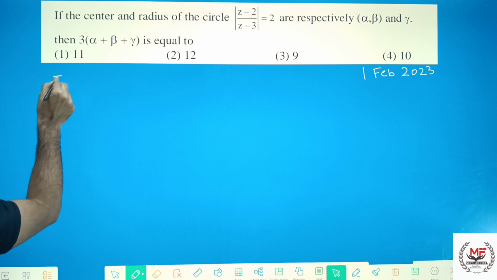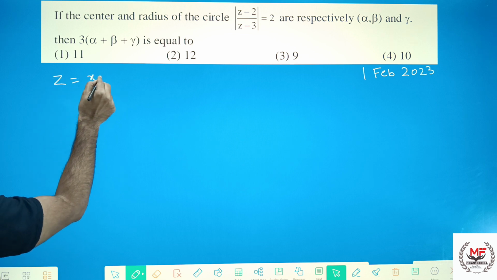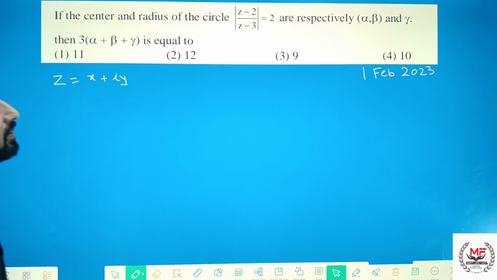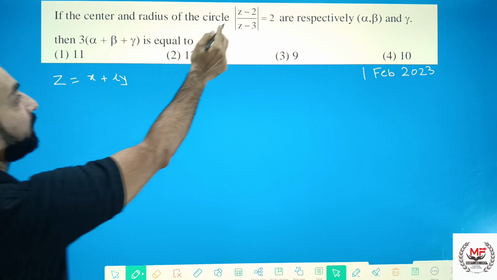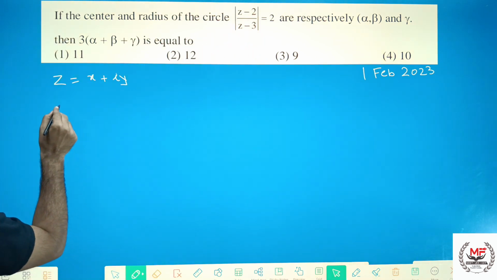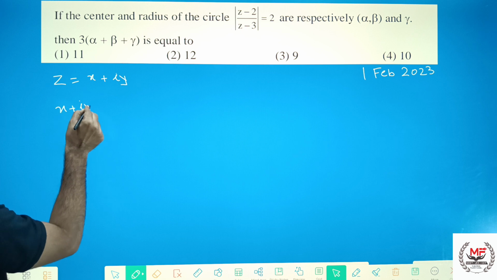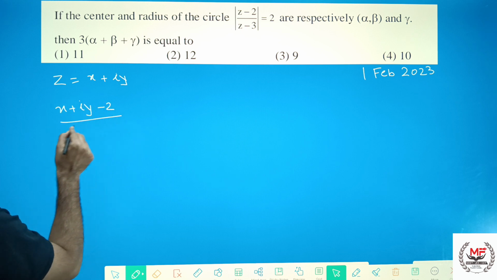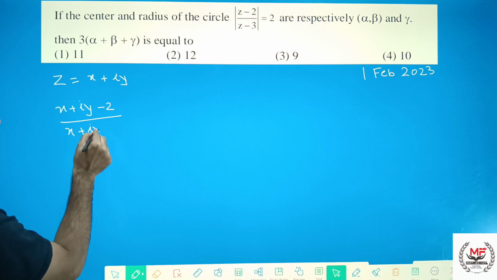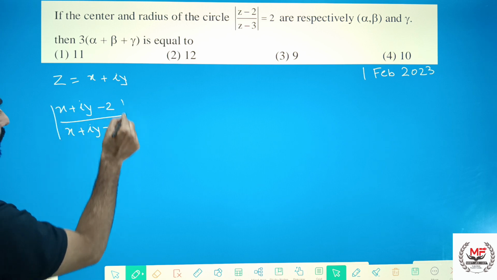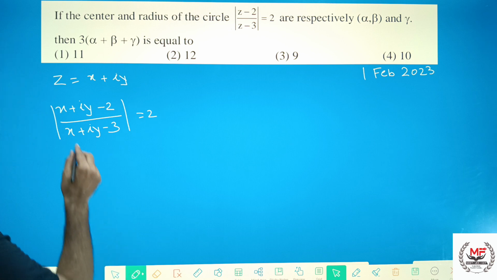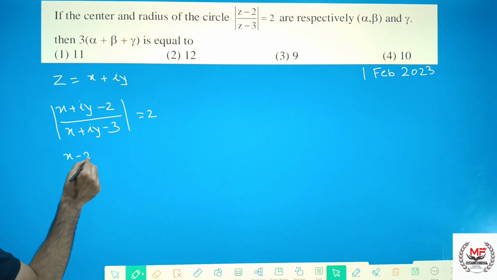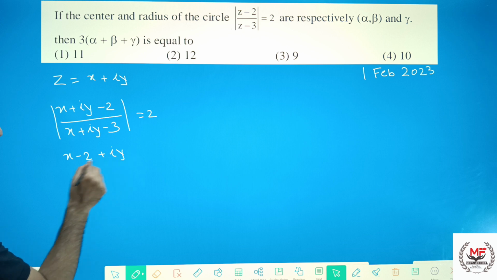In the equation we have z. Let z be equal to x plus iy, right? So in place of z − 2 and z − 3 modulus, we can write |x + iy − 2| divided by |x + iy − 3| is equal to 2, right? So the next step is we can separate the real part and the imaginary part. The real part in this will be x − 2 and the imaginary part is iy.